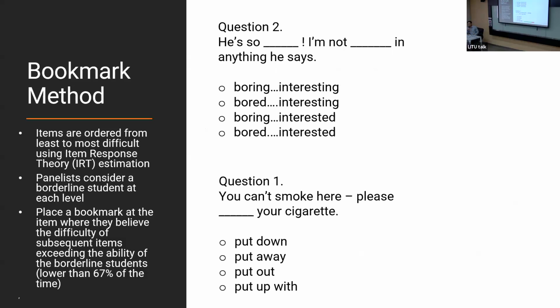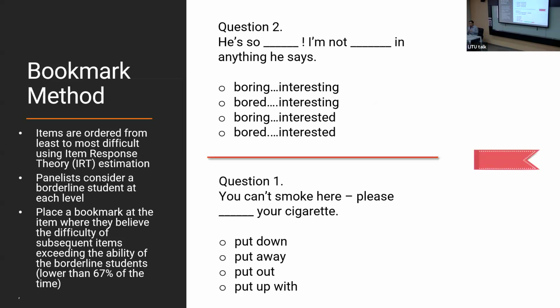To use the bookmark method, you should have items ordered from the least to the most difficult using item response theory estimation. Using item response theory, you could order the items from the easiest to the most difficult. And then the panelist's job is simply to place the bookmark at the item where they believe the difficulty of subsequent items exceeds the ability of borderline students.